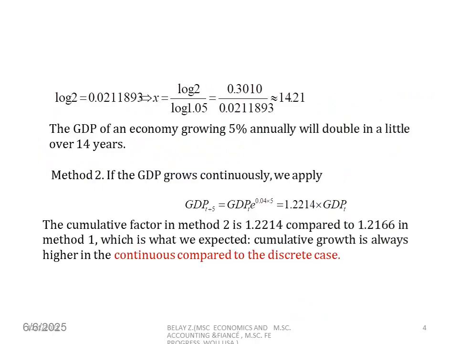Taking logs of both sides, log 2 is equal to 0.21893. X is equal to log 2 over log 1.05. It becomes 14.21. The GDP of an economy growing 5% annually will double in a little over 40 years. To double itself, it needs 40 years.